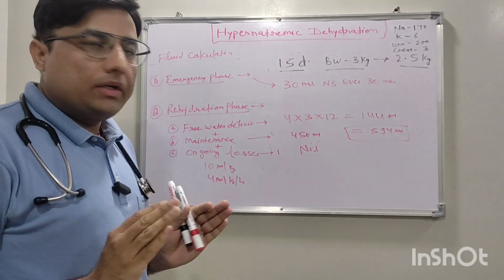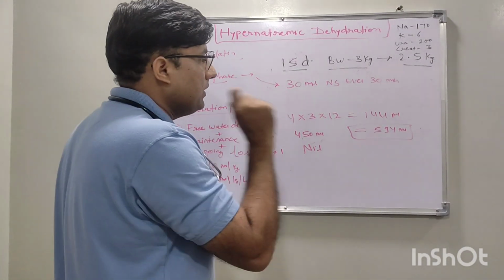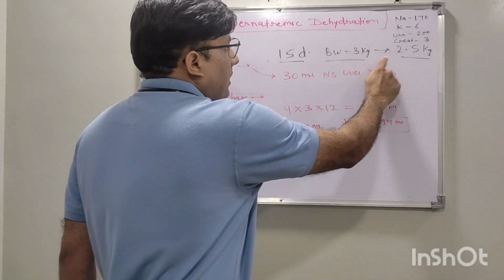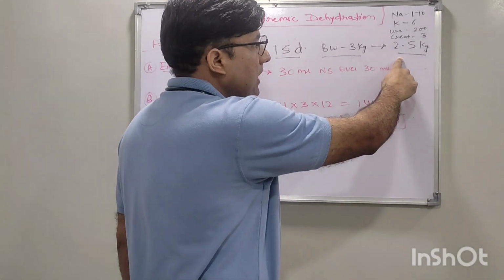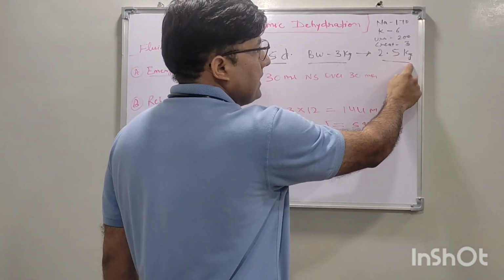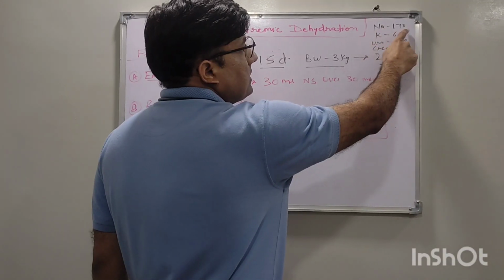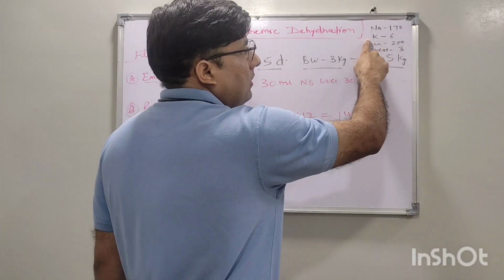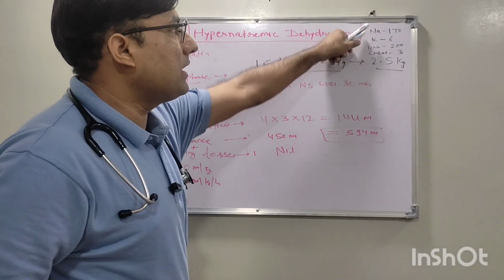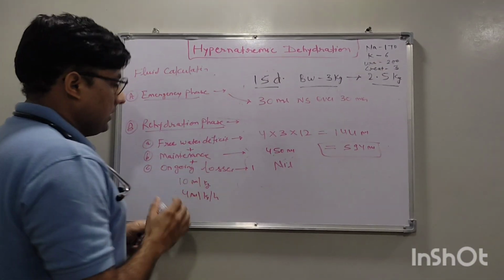Now we will take one example to understand how to calculate fluid for a baby with hypernatremic dehydration. A 15-day-old newborn with a birth weight of 3 kg came to us on day 15 of life with weight loss; the admission weight was 2.5 kg. The baby was severely dehydrated, with shock. Sodium was elevated, 170 milliequivalent per liter. Potassium was 6, urea was 200, creatinine was 3. So the baby has hypernatremic dehydration with acute kidney injury. For that, we'll calculate fluid.